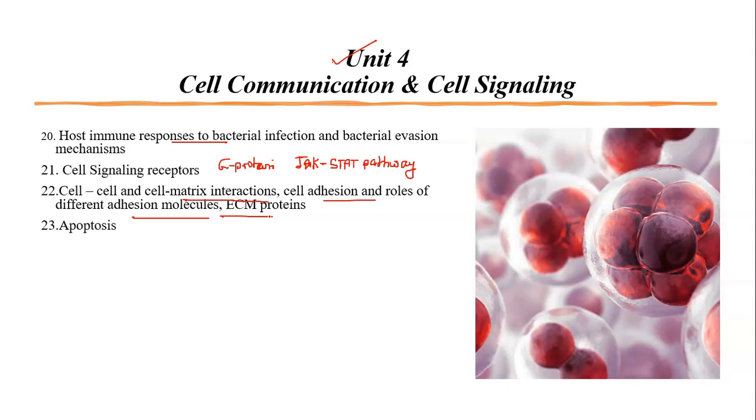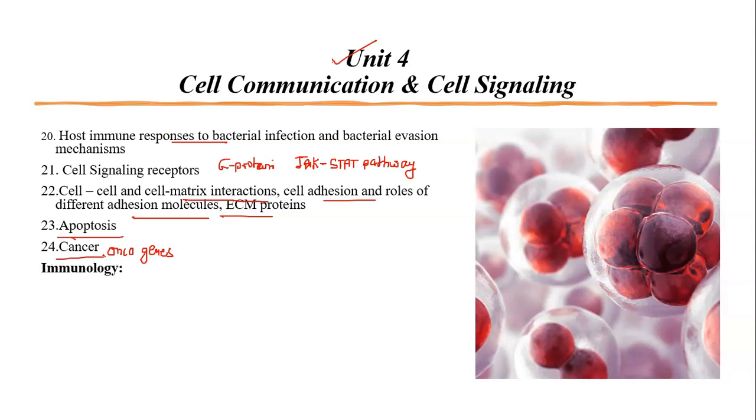From apoptosis, you need to study about the sequence of events and the proteins involved. Once you study about apoptosis, then study about cancer, study about oncogenes, study about tumor suppressor genes, study about cancer and the cell cycle, how cancer and the cell cycle are related.